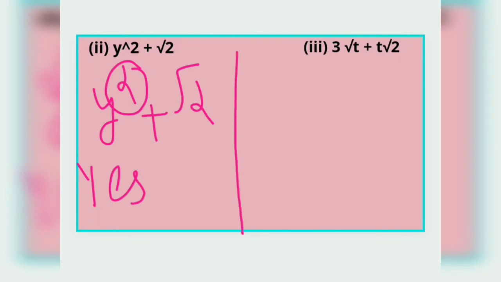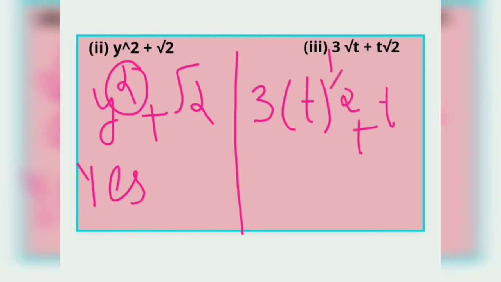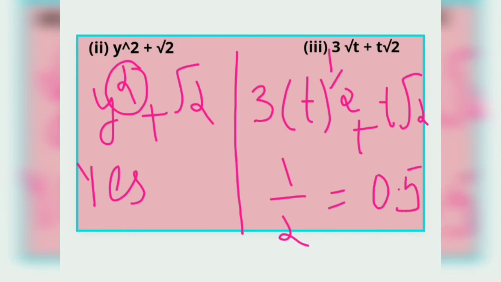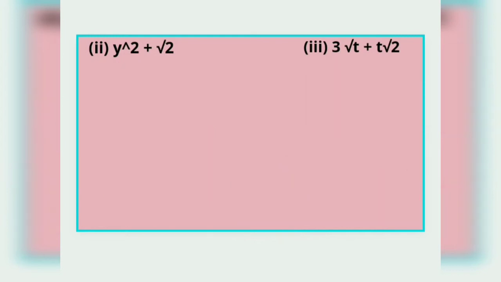We move to the next one. 3 root t plus t root 2. Okay, if I write, see, root t means what? The power of t is what? 1 by 2. I will write 1 by 2 here, plus t root 2. Now see, everywhere t I have, that is perfectly correct. Whether the power of t is a whole number? No, because 1 by 2 is equal to 0.5. Correct? And so here we cannot say that this is a polynomial.